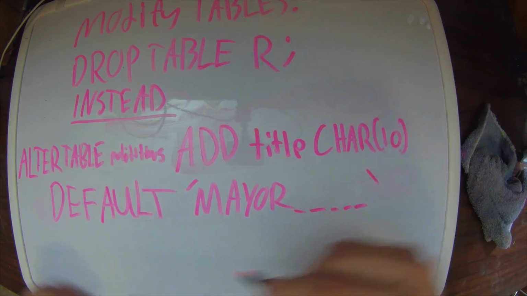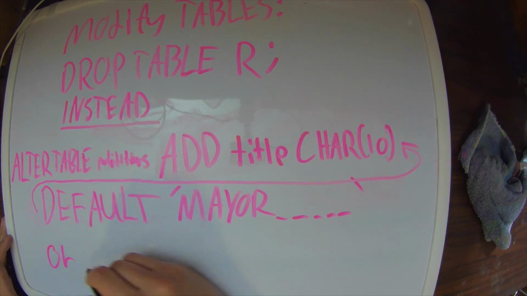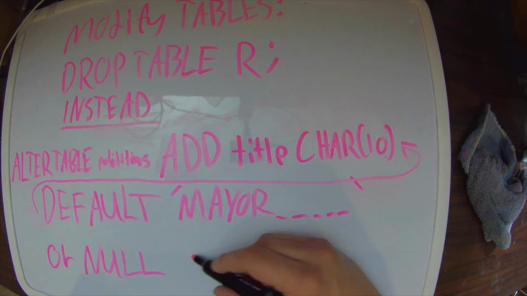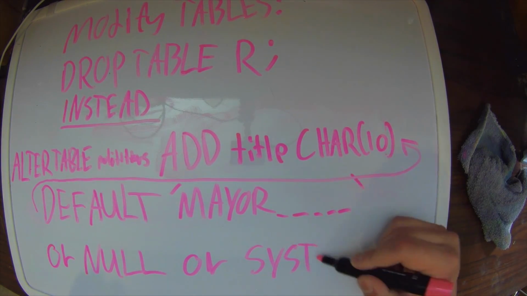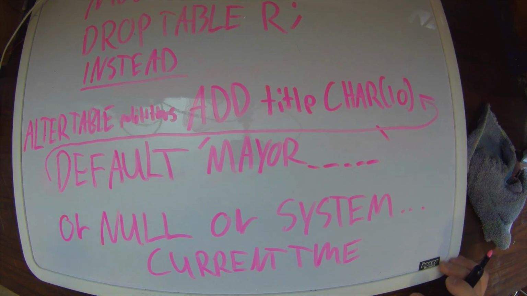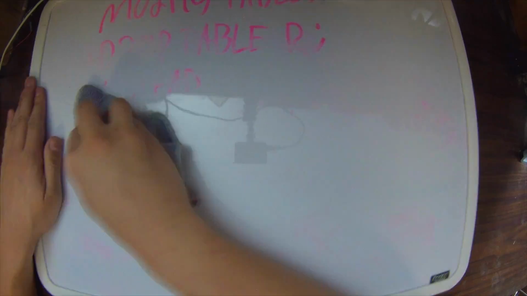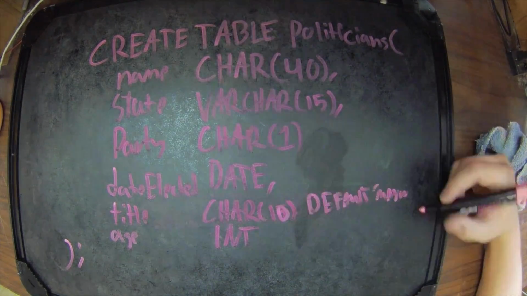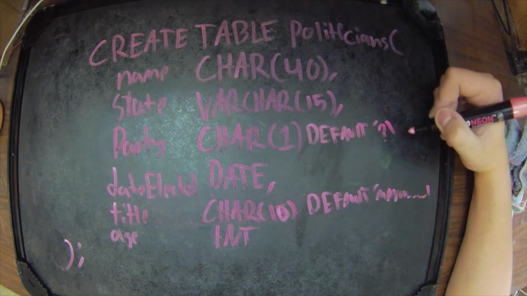So I had to change that from 15 to 10. And so if I have the default set to mayor, then it'll be mayor padded with 5 more spaces at the end. You can also have the default set to null or even a system command like current time. You can also add a default value at the creation of your table inside the original command.